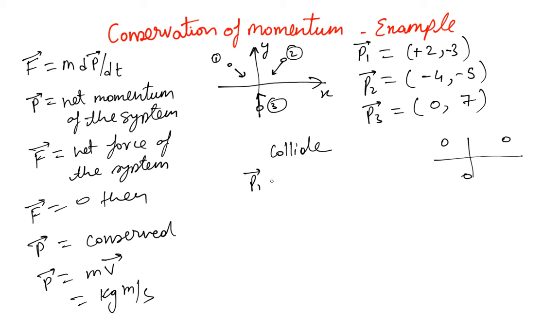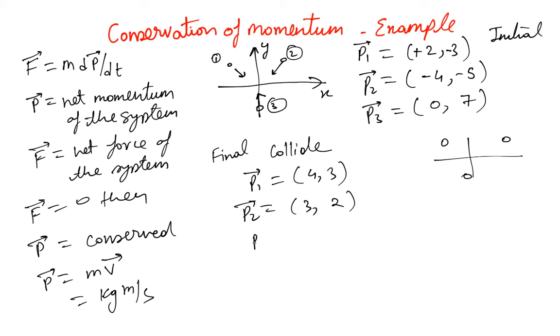and this is initial and this is final. So the momentum of the first particle after the collision is given as 4, 3. Let's say p2 is given as 3, 2. Now the question is, what is p3 final? That is, what is the final momentum of the third particle? So how should we solve this?